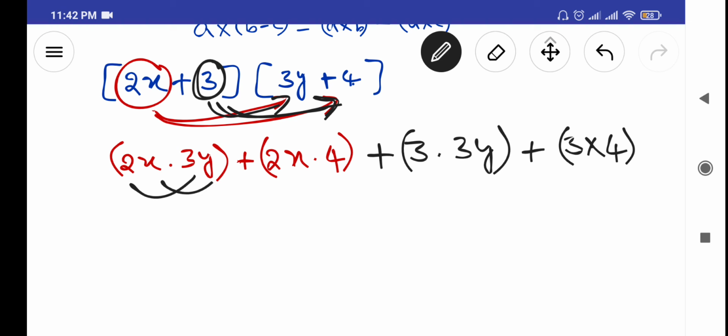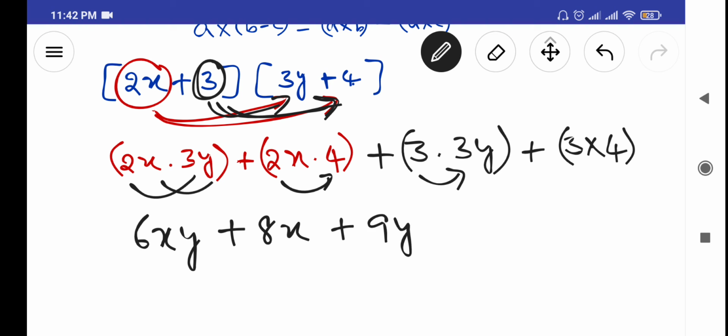6x into y, 6xy. 2 into 3 is 6xy, plus 2 into 4 is 8x, plus 3 into 3 is 9 and y as it is, plus 3 into 4 is 12. So you can see there are no like terms here. Like terms means: here xy is there, here x is there, here y is there, and here there is no variable. So all of them have different variables, so all of them are unlike terms. So this will be the ending step for the multiplication.